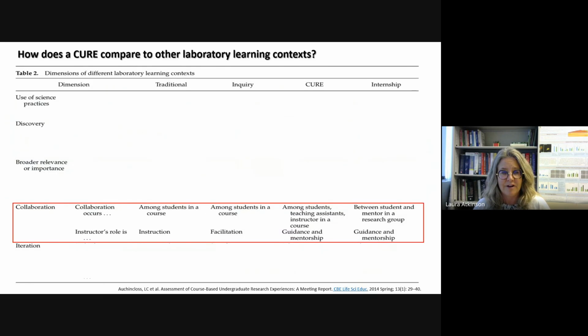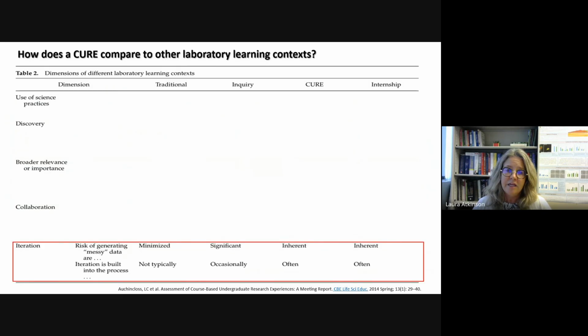When we look at collaboration, in traditional and inquiry-based lab work, it often occurs between students in a course. However, with a CURE, we have it among students, teaching assistants, and instructors in the course. And the instructor's role is generally guidance and mentorship rather than instruction, which is another key defining piece of a CURE.